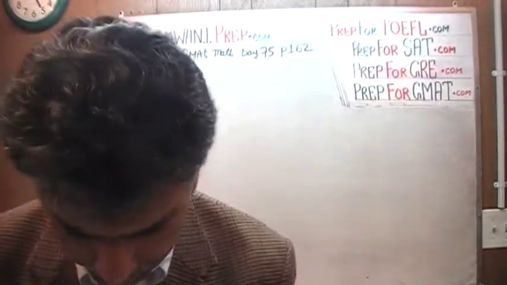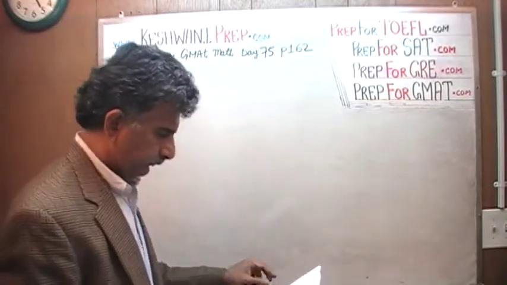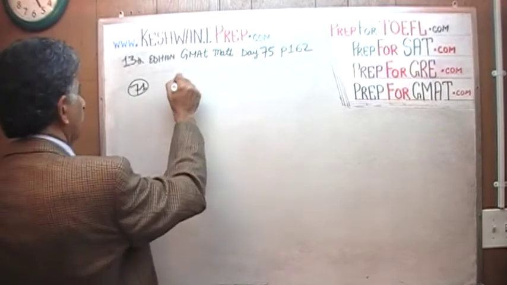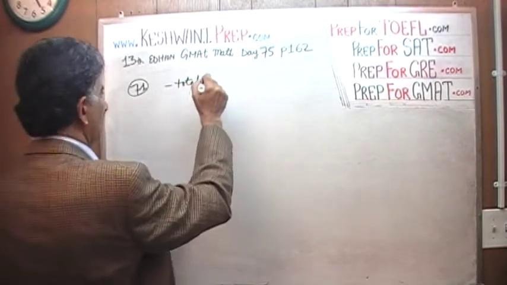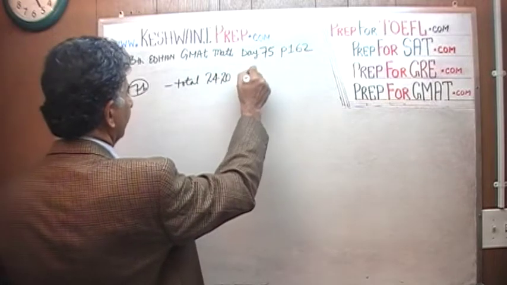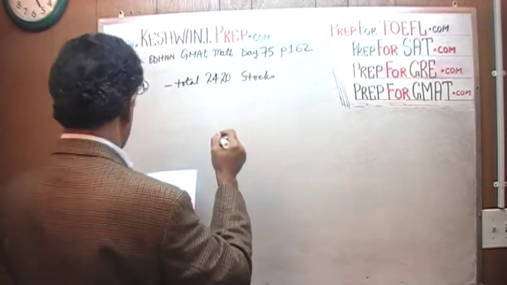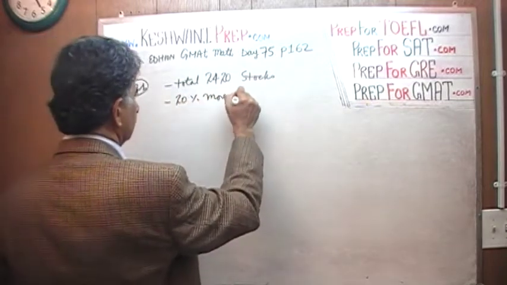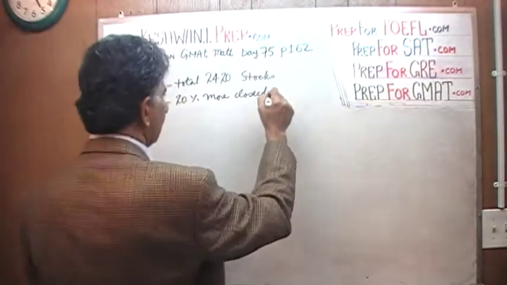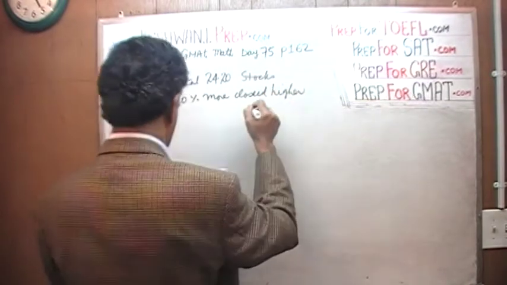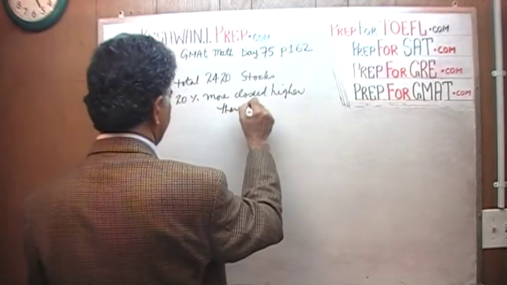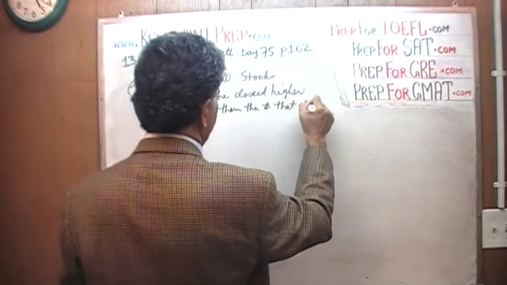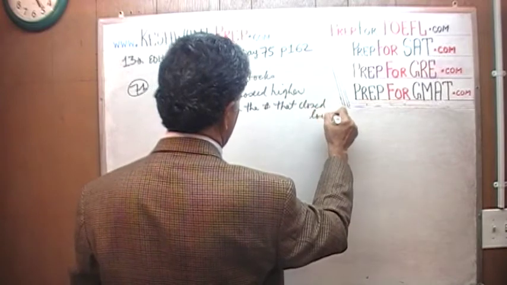The very first problem on the page: we have a total of 2420 stocks. We are told that 20% more closed higher than the number that closed lower.